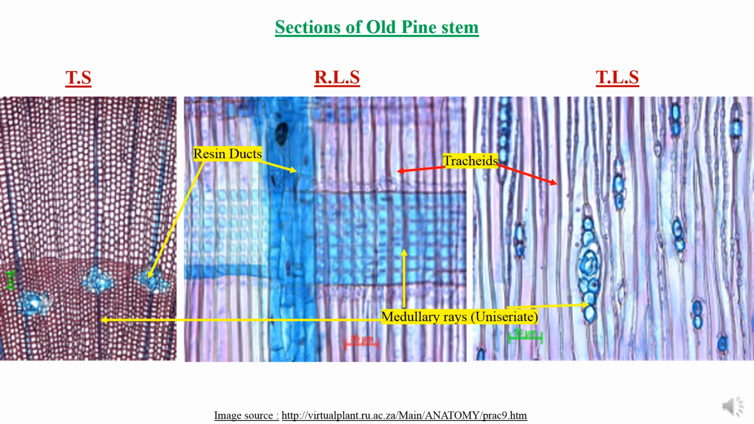Now, here is a picture of three types of sections through an old Pinus stem. On the left is a simple transverse section of wood, that is secondary xylem, which you can easily identify. Next to it is RLS, that is radial longitudinal section, and to the right is TLS, that is tangential longitudinal section. These sections show xylem tracheids, resin ducts and medullary rays from different angles.